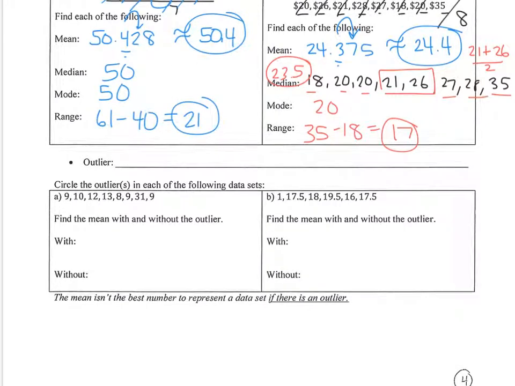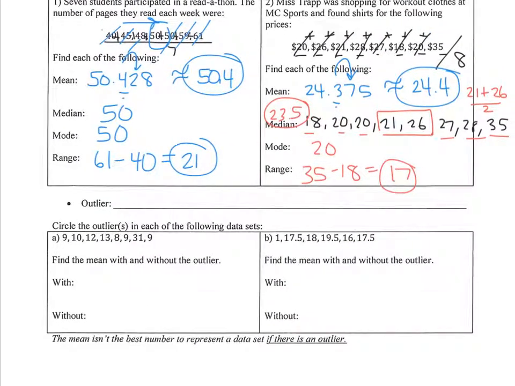Okay, an outlier is a number that's far away on a number line from the other numbers.